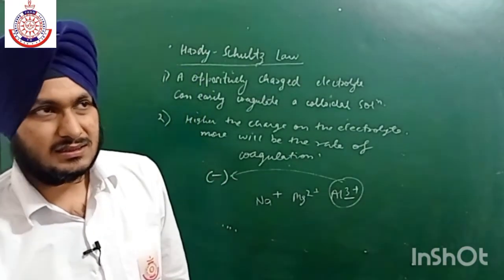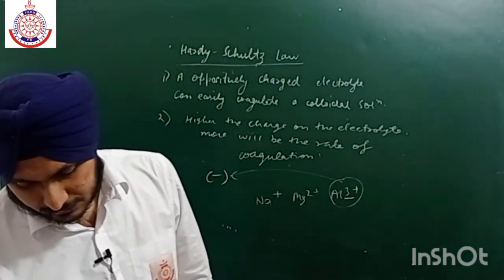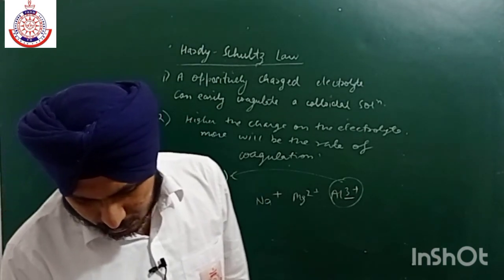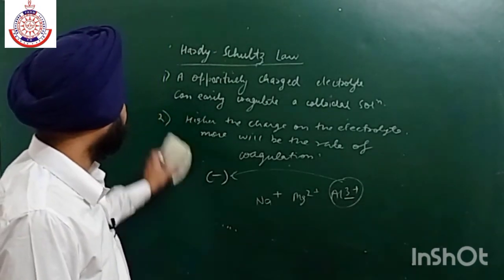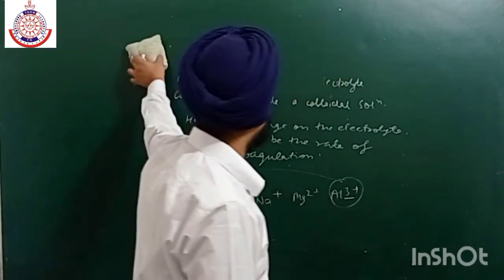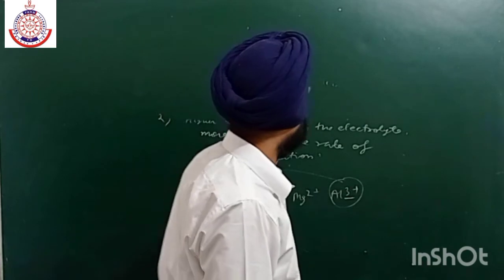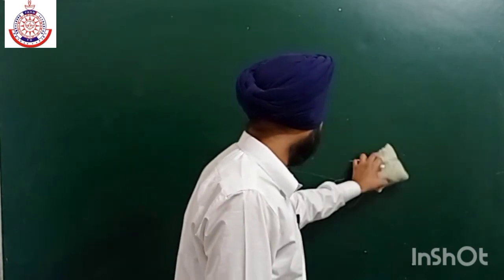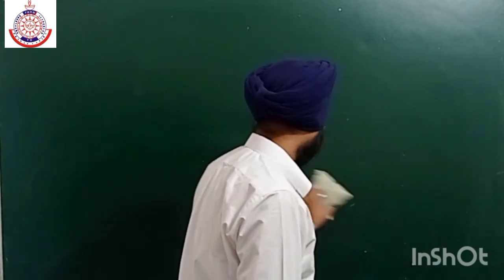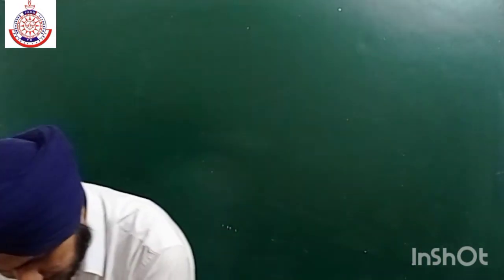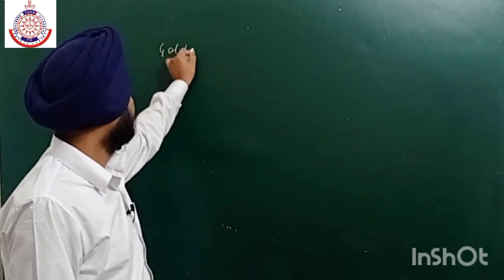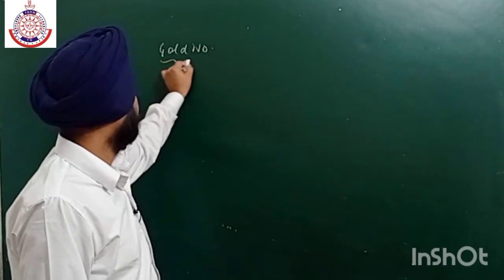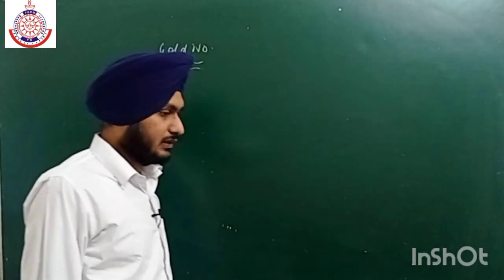Okay, so next we have a term that is known as gold number. So gold number क्या होता है? It is actually a protective layer. So gold number क्या होता है? It is the minimum amount of lyophilic sol. Okay, so this is a very important topic. Now, what is this gold number?